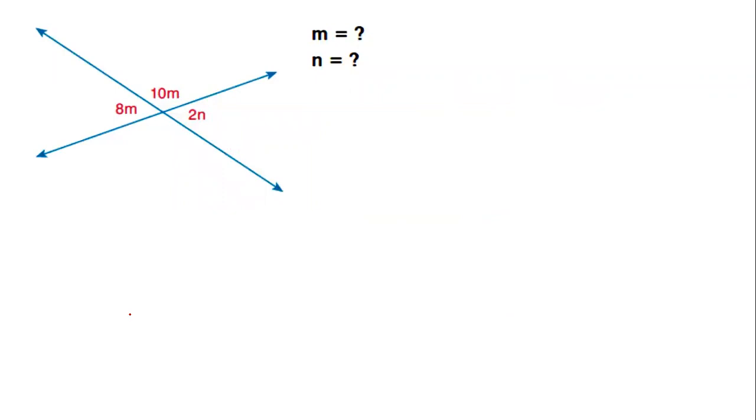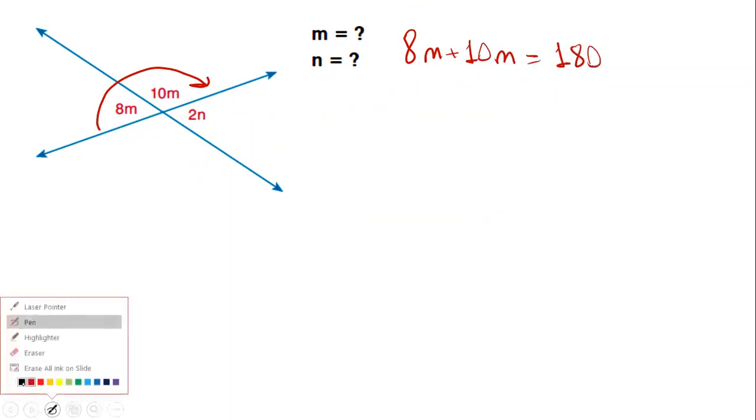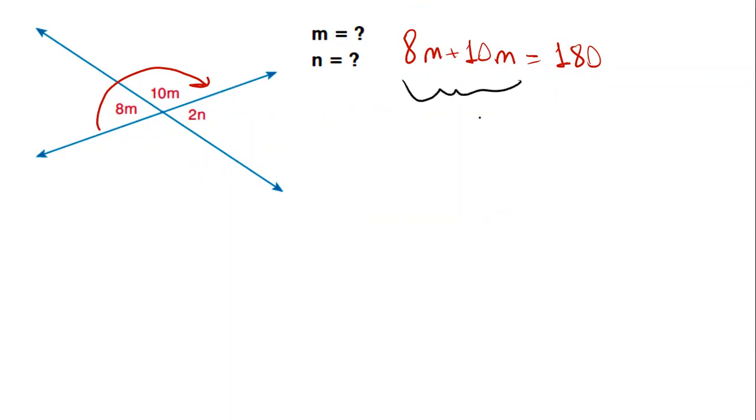All right, the next question is about angles too. So how can I find the m and n? From here to here is a straight angle, which means 8m plus 10m equals 180, and then I will get 18m equals 180. Then 18 goes to the other side as division. m is going to be 10.